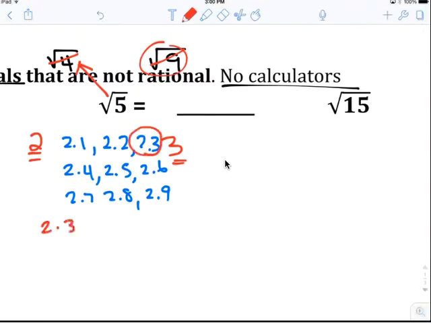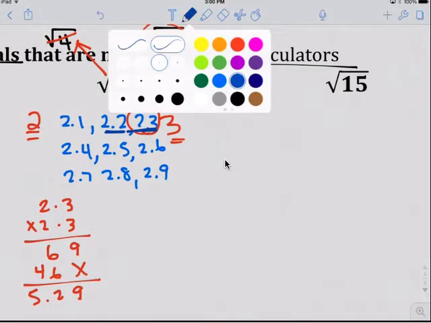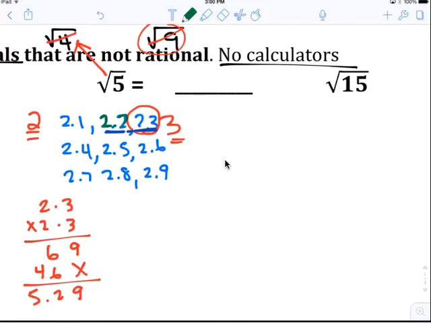So 2.3 times 2.3 is 5.29. Oh, it's over by 29. Okay, and well, if it went over, I'm going to try a lower one now. Let's use green. I'm going to choose 2.2 here. 2.2 times 2.2 is 4.84.